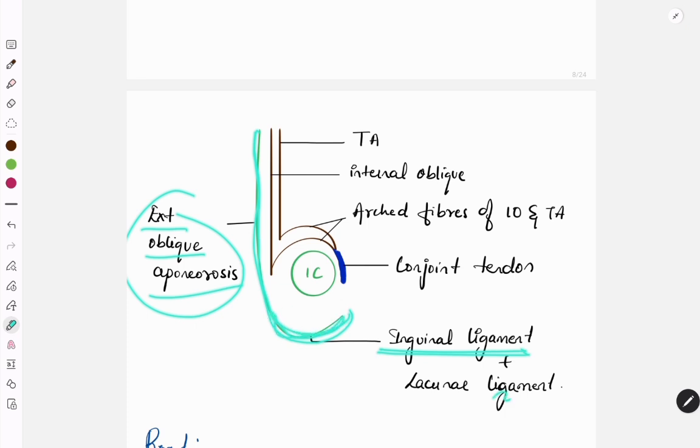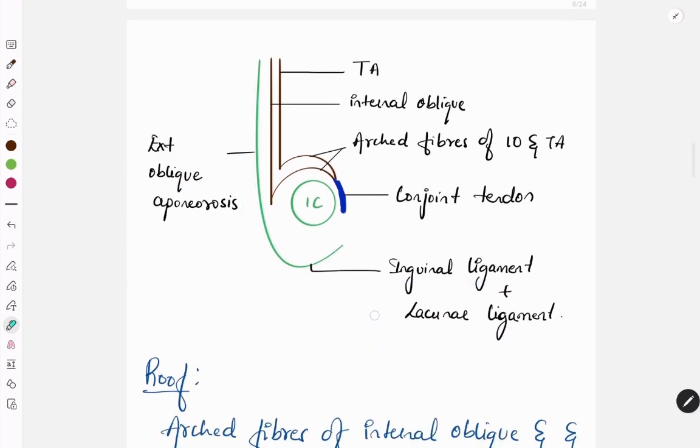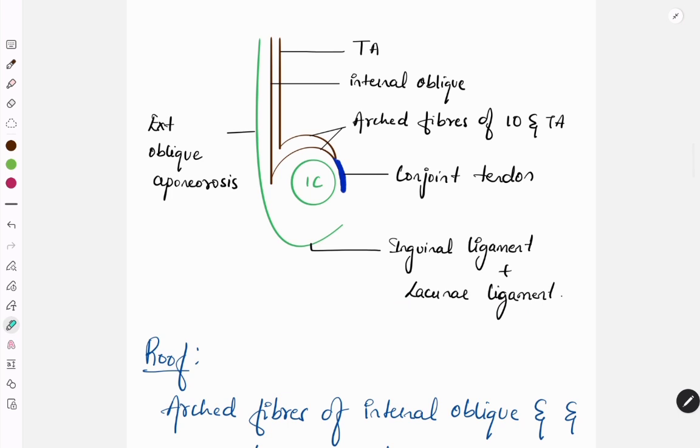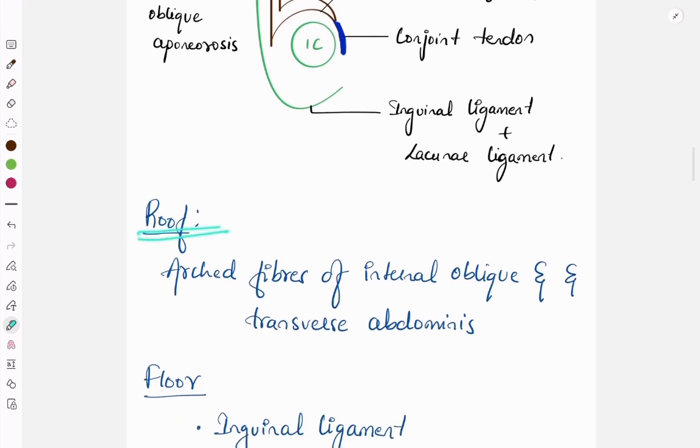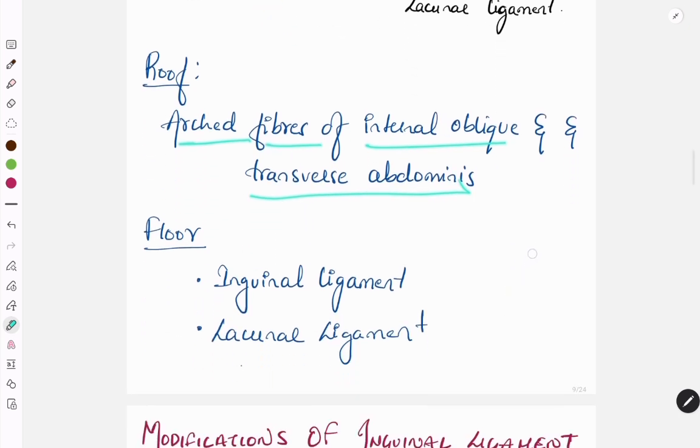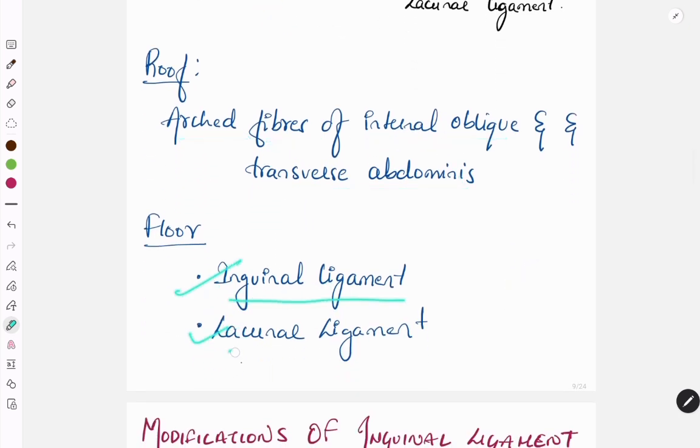So below, you can see the inguinal ligament plus the lacunar ligament. We will look later into what a lacunar ligament is. This is a sagittal section in which we can clearly see the transverse abdominis and the internal oblique muscle and their arched fibers, which join to form the conjoint tendon posteriorly. These two, the arched fibers of the internal oblique and transverse abdominis muscle, form the roof of the inguinal canal, and the floor is formed by your inguinal ligament and lacunar ligament.